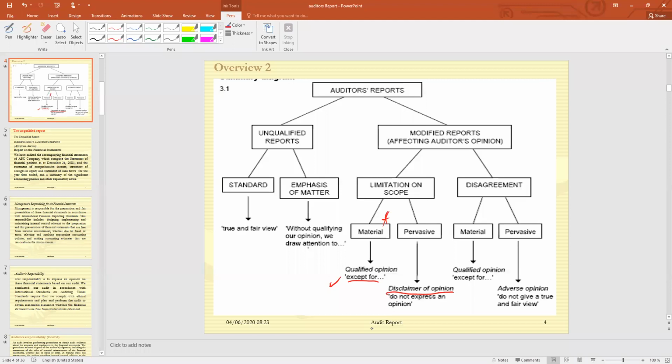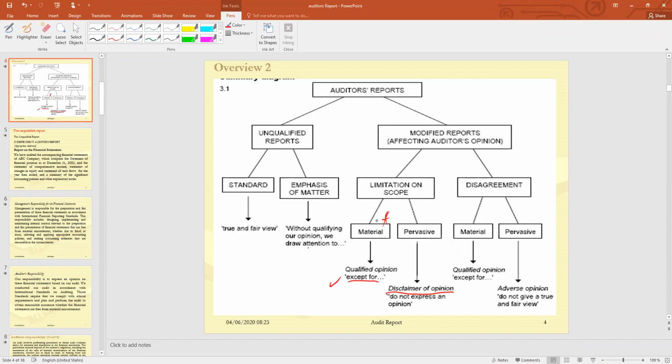If the potential misstatement that could occur because of the disagreement is material but not pervasive, then you issue what is called a qualified opinion, or it's referred to as the acceptable. If the potential impact of any misstatement because of that disagreement is material and pervasive, then you should issue an adverse opinion.